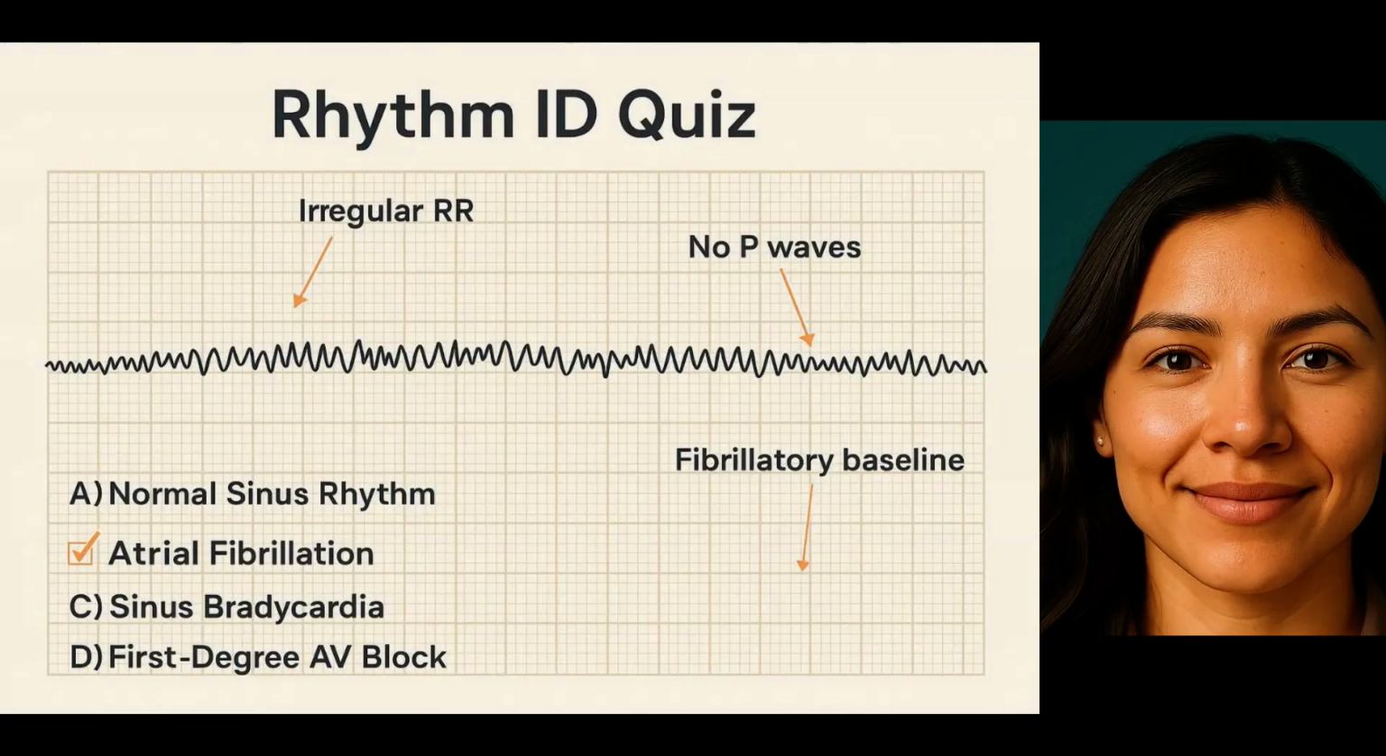Let's practice what we've learned. Look at this rhythm strip. What type of rhythm is shown? Is it A, normal sinus rhythm, B, atrial fibrillation, C, sinus bradycardia, or D, first-degree AV block? Take a moment to analyze the strip. The correct answer is B, atrial fibrillation. Notice the irregular rhythm and absence of P waves, with fibrillatory waves between QRS complexes.